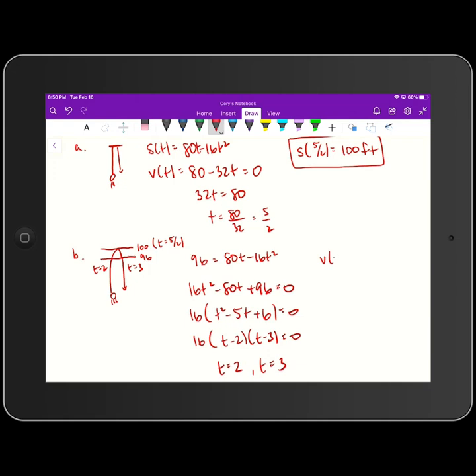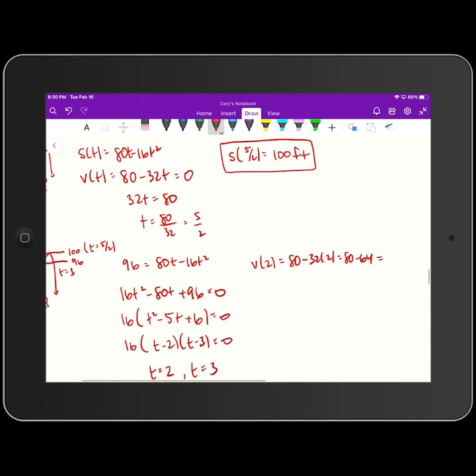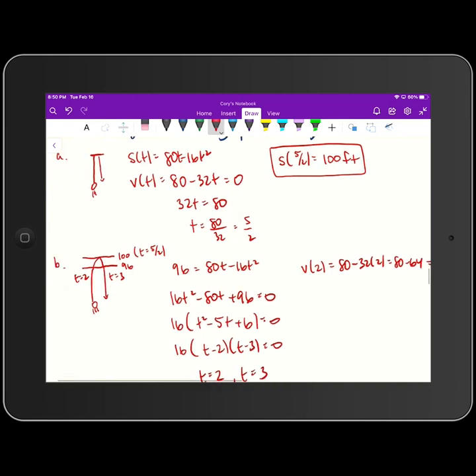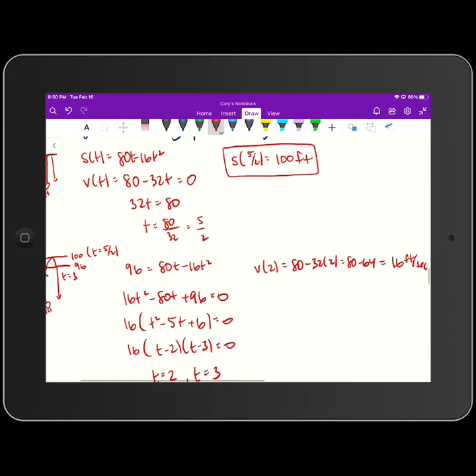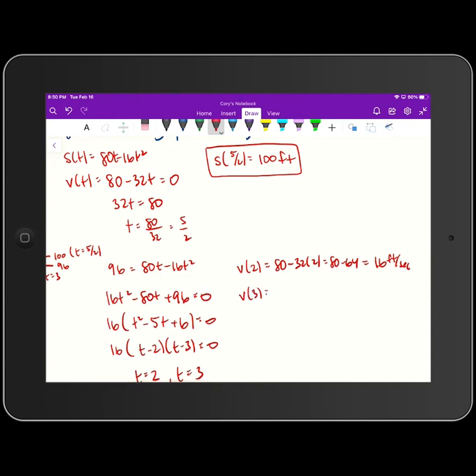Okay, so v of 2 is going to be 80 minus 32 times 2, and that's going to become 80 minus 64, which is equal to 16, and then our unit of measure is feet per second. If you think about it, at time t is equal to 2, the ball is traveling upward, so the velocity should be positive at that time.